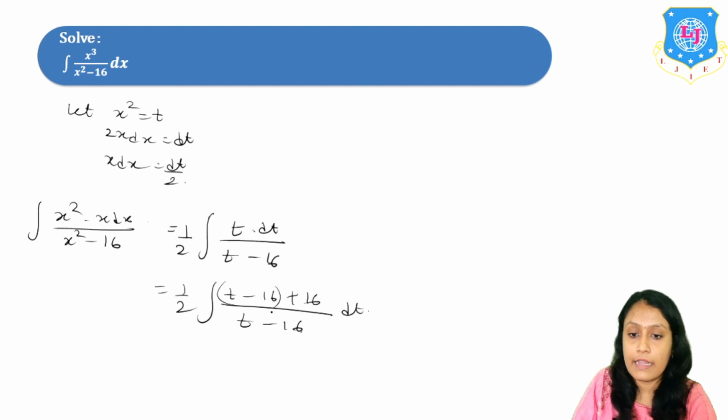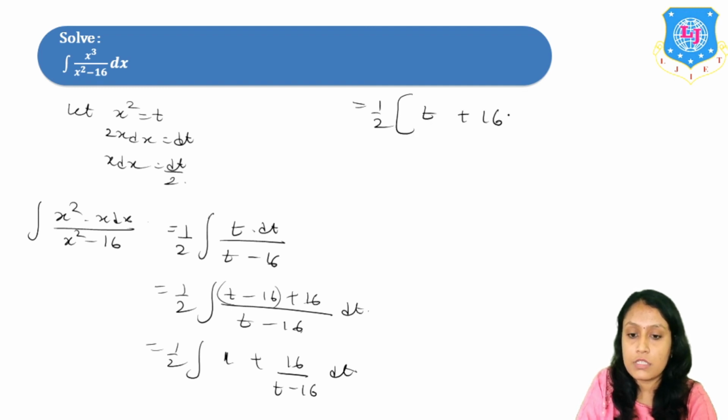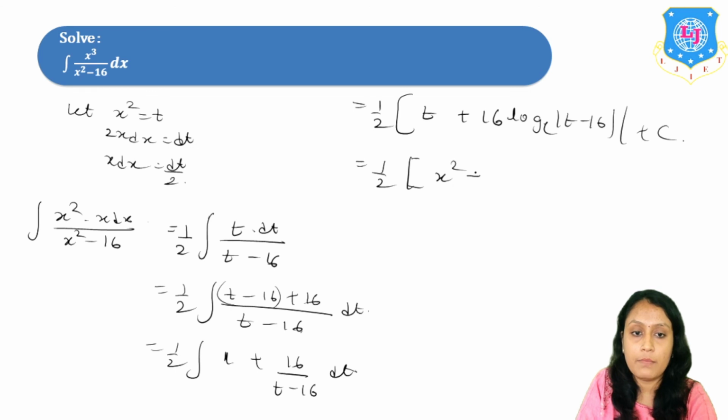Now just write like this and split. So you will get 1 over here plus 16 upon t minus 16 dt. So this is 1 by 2. Here the integration of 1 dt is t, plus 16 is constant, and here we have log mod t minus 16 base e plus c. Now we know t is x square, so this is 1 upon 2 into x square plus 16 log mod x square minus 16 plus c.